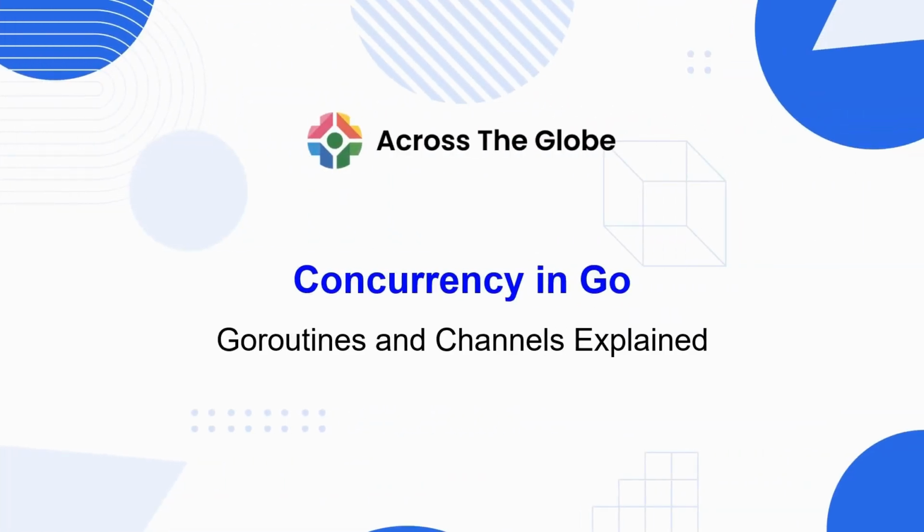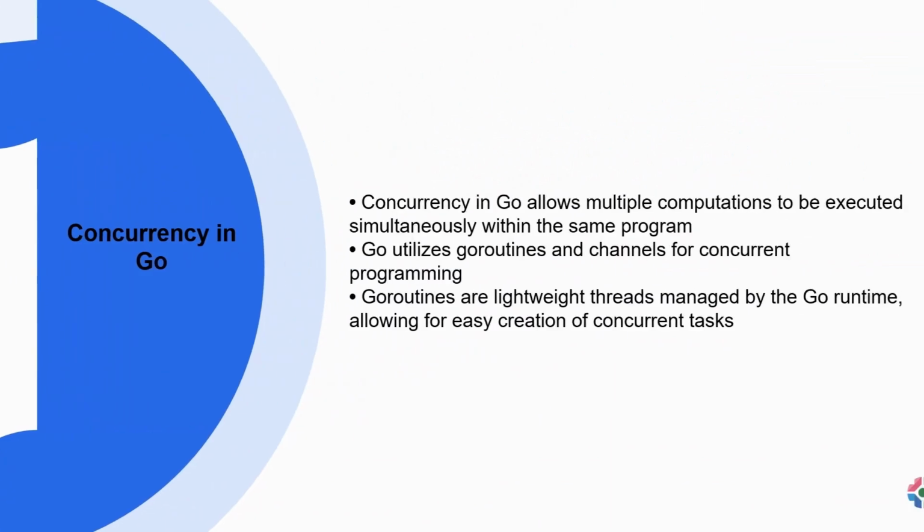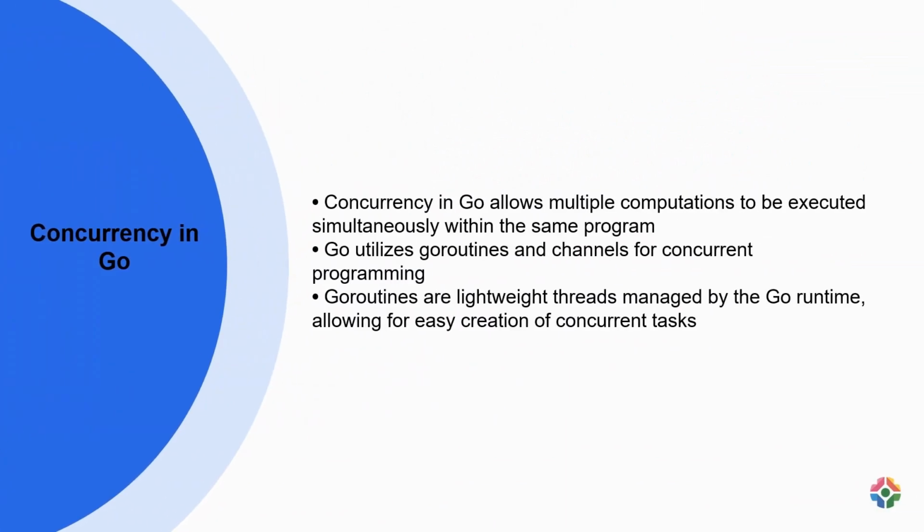Today we will learn about concurrency in Go. Concurrency in Go enables the execution of multiple computations concurrently within a single program. Go achieves this through Goroutines and channels. Goroutines are lightweight threads managed by the Go runtime, making it simple to create and manage concurrent tasks efficiently.